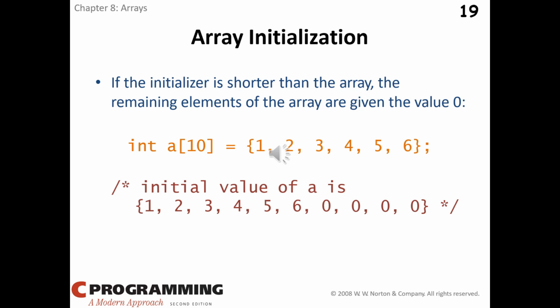Next, let's talk about what happens when our initial list of ingredients isn't quite enough to fill up our array. So when we initialize an array with fewer values than its size, the remaining slots in the array are automatically filled with the value 0. So for example, let's say we have an array called A with 10 slots, but we only provide 6 initial values like the code in orange in the slides.